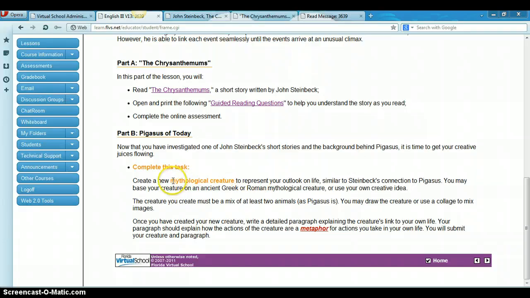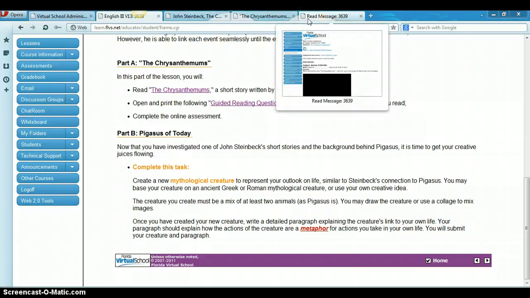And then you're going to create a new mythological creature to represent yourself. So basically you're going to mix at least 2 animals together, and you're going to write a detailed paragraph explaining the creature's link to your own life. Talk about how the actions of the creature are sort of a metaphor for your actions, and then you're going to include a picture. You can take pictures together and use Photoshop or whatever crafty tools you have to create a picture. You can draw a picture. If you find a picture online, just make sure you credit the source where you got it.